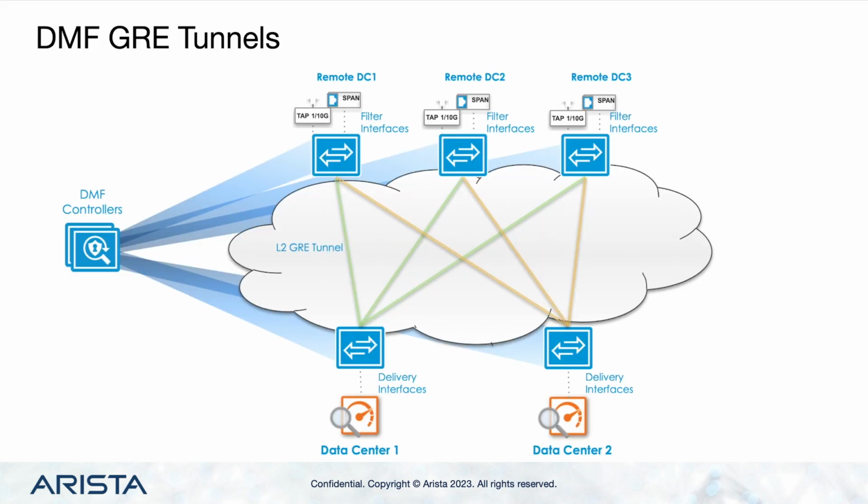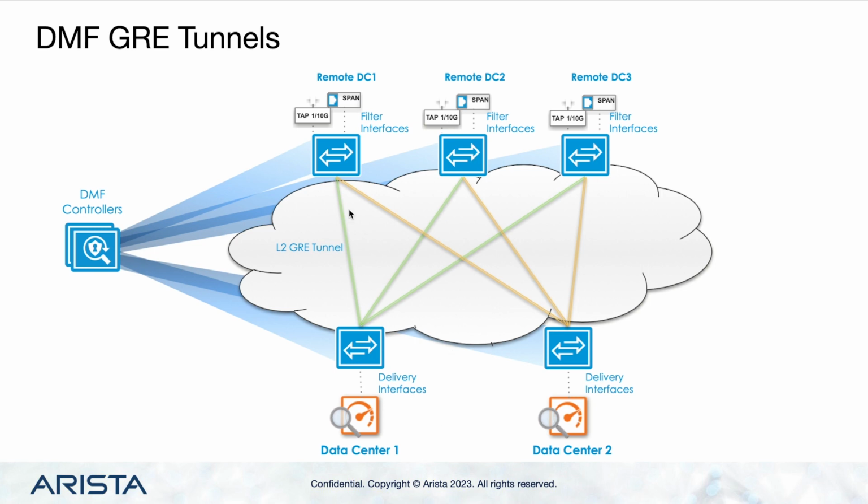The first example that I talked about is, I have remote DCs that I want access to, or just remote sites. In this diagram, I have an HA pair of DMF controllers. They control the DMF switches that are located at each of these sites. And maybe in this circumstance, I only have tools at this data center 1, at the primary data center. How do I get the packets back from these remote sites and into my tools so that I can analyze those packets?